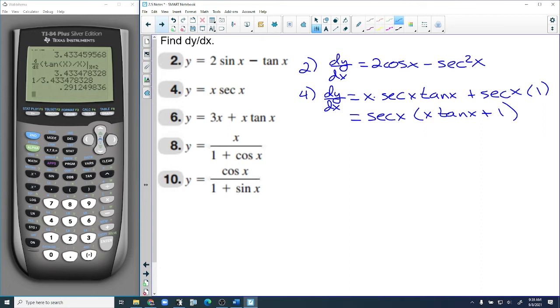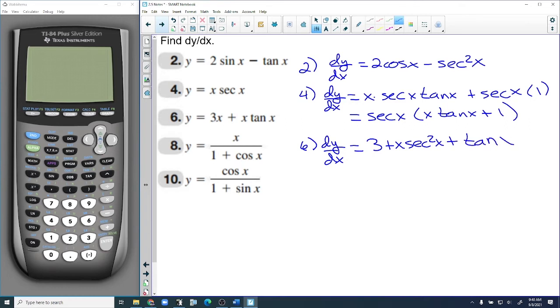Little hint. dy dx, well, 3. First times the derivative of second plus the second times the derivative of the first would be 1. So there's nothing else we can do with it. 8 gets a little harder. Try 8. That is now the quotient rule. Quotient rule always starts with bottom. So bottom times derivative of the top minus the top times derivative of the bottom. Always start with the bottom on the quotient rule.